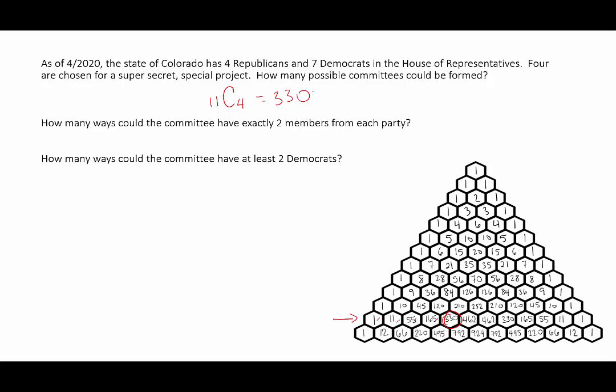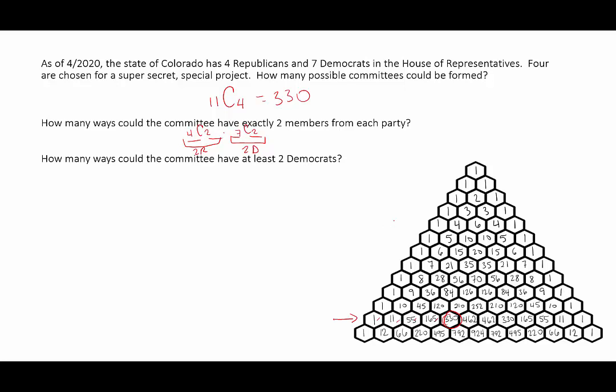from these 11 representatives. How many ways could the committees have exactly 2 members from each party? So again, what this means is that we have to consider there's 4, 1, 2, 3, 4. This one we're going to say is 2 Republicans, and this one is 2 Democrats. What we'll do at the end result is we'll multiply them together. So 2 Republicans, how many Republicans do we have to choose from? There are 4, so 4 choose 2. And then 2 Democrats, well, there's 7, so 7 choose 2.